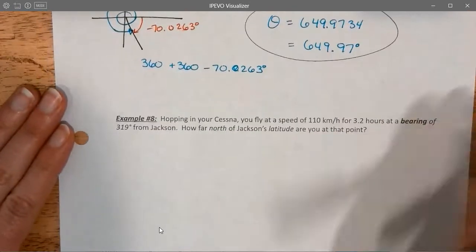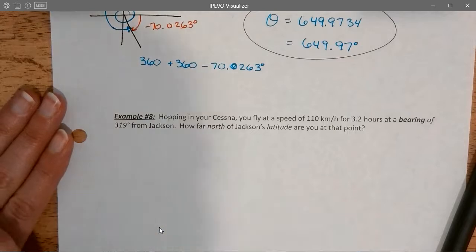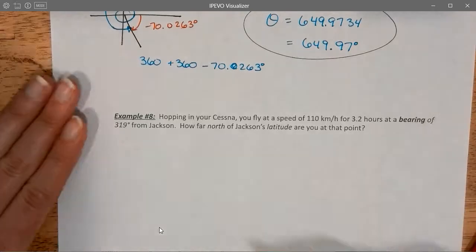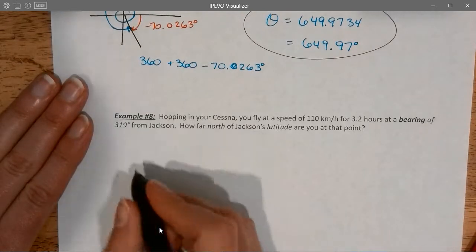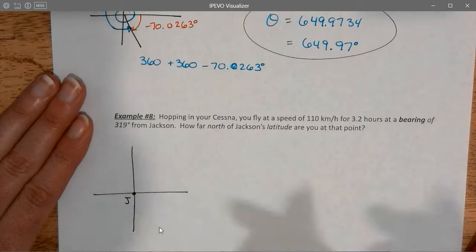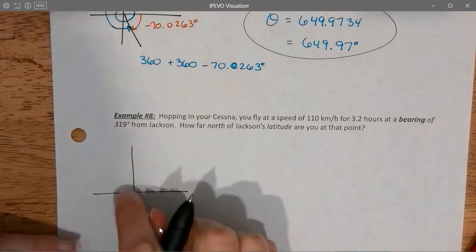All right, in example 8, hopping in your Cessna, you can fly at a speed of 110 kilometers per hour for 3.2 hours at a bearing of 319 degrees from Jackson. How far north of Jackson's latitude are you at this point? Okay, so bearings, remember, I'm going to put Jackson right here. Bearings are computed from north.